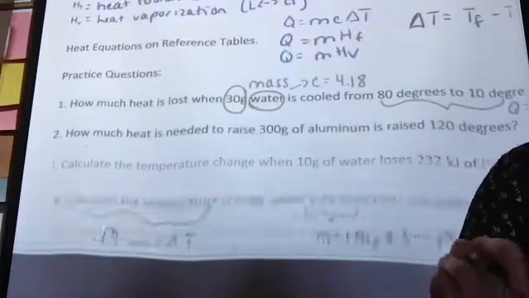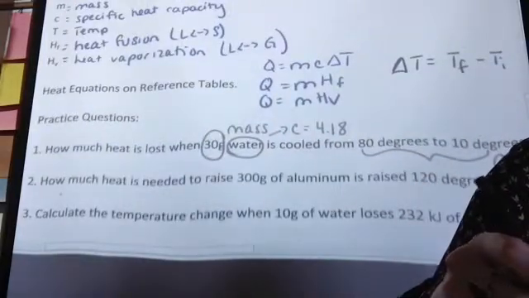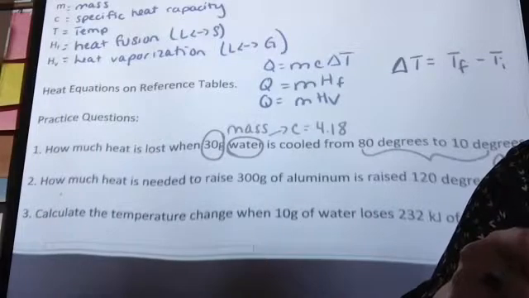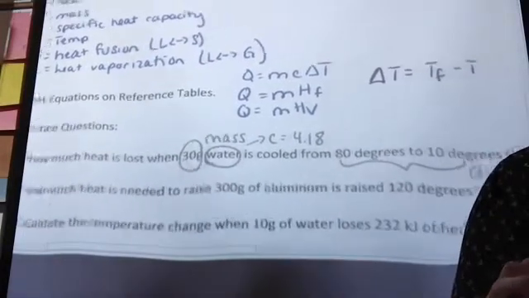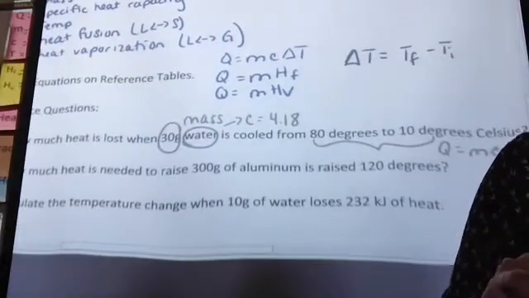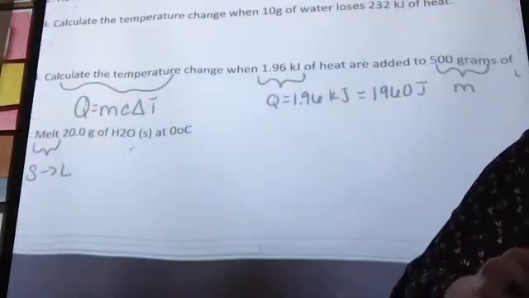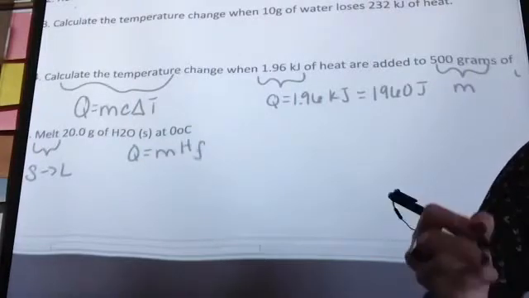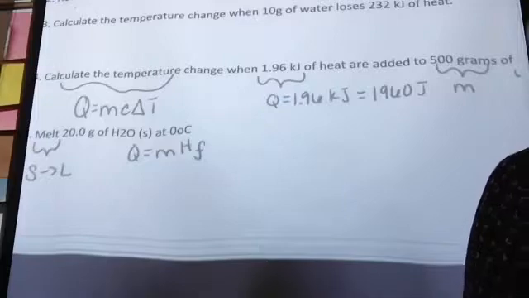Now let's try a heat equation that does not have to do with a change in temperature. So we're going to use a different heat equation. I am melting 20 grams of water at 0 degrees Celsius. Melting is the transition from a solid to a liquid. The heat equation that I am going to use for this is the heat equation for the heat of fusion. Heat of fusion deals with the transition between liquid and solid. So the heat equation that I'm going to use is Q equals mHF. This is not a change in temperature, this is a phase change.